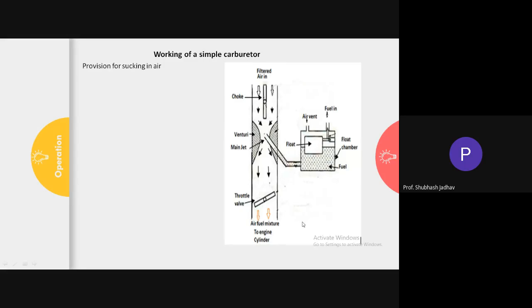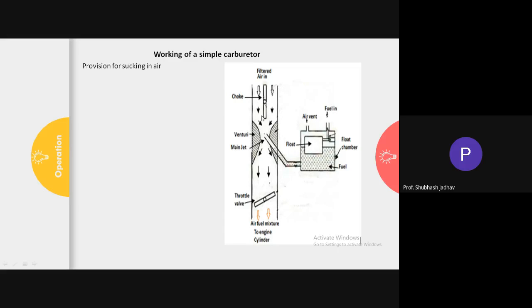When this is connected to the inlet manifold, and the piston in the engine cylinder goes down, suction is being created. What is suction? Suction means negative pressure. Correct? Since this is connected to the engine on the inlet manifold side, here also we will have a negative pressure. And here we have atmospheric pressure, and that is the provision for sucking in the air.